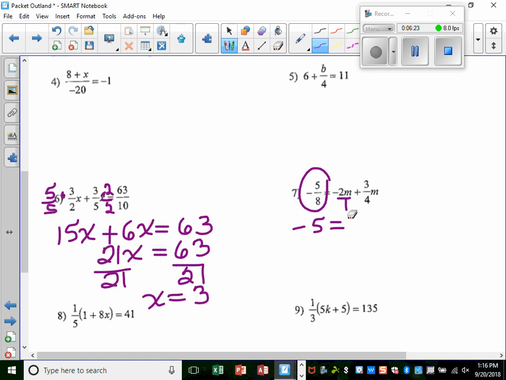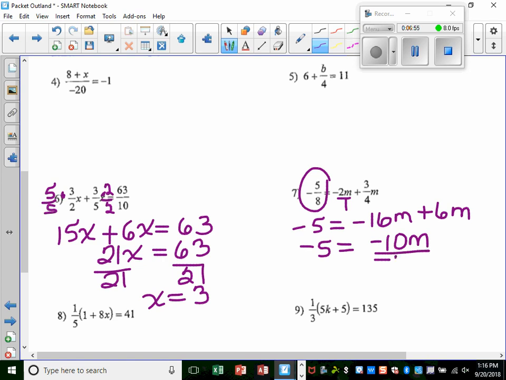I do need to change this denominator to an 8, so I'm going to multiply by 8. So that's going to change that to -16m, because 8 times -2. And then the second one here, I'm going to have to multiply by 2. So that's going to change that. 3 times 2 is 6m. All right, so when I combine my m's together, that's going to give me -10m.